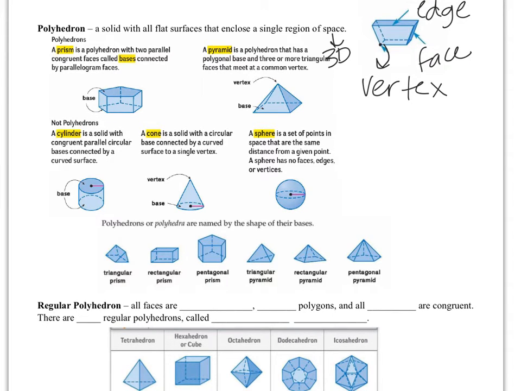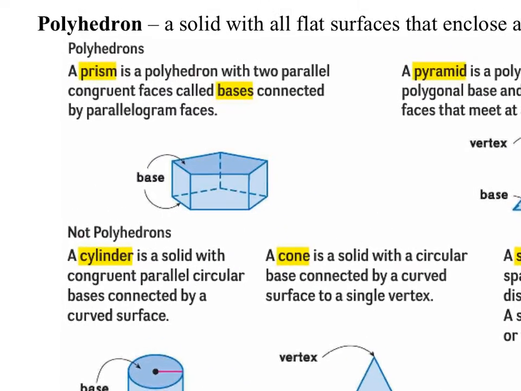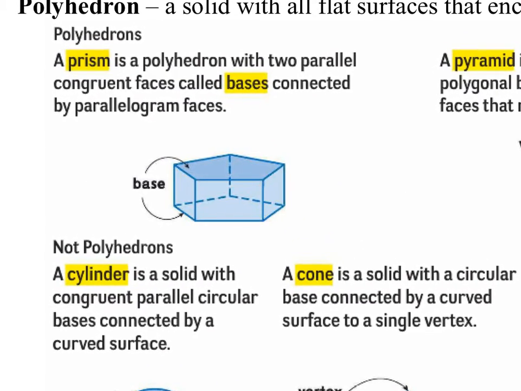Okay, so the two kinds of polyhedrons that we will be studying will be prisms and pyramids. So let's talk about what makes a prism a prism. Well, first of all, a prism will always have two parallel congruent faces. In this example, those two parallel congruent faces, the one on the top and the one on the bottom, are polygons. Those polygons happen to be pentagons. So we have two of them and they're congruent and parallel.